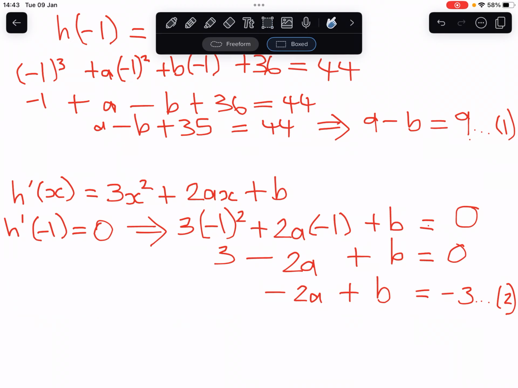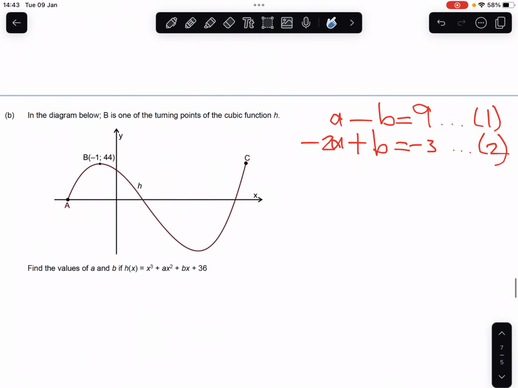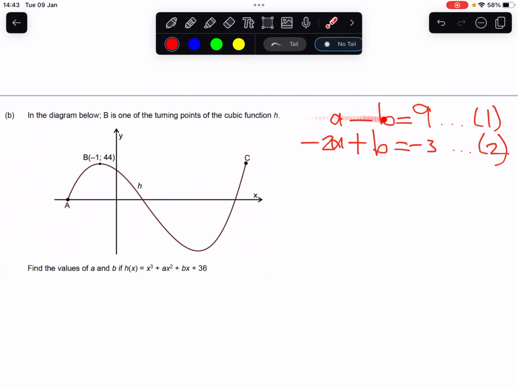Right. So we now have two equations in terms of a and b. We have a minus b is equal to 9 and minus 2a plus b is equal to negative 3. So let us now solve these simultaneously. I've said before that I love the process of elimination, but maybe just to spice things up, let's use the process of substitution. So let's take the first equation and make a the subject of the equation. All right, so that would mean a is equal to 9 plus b.